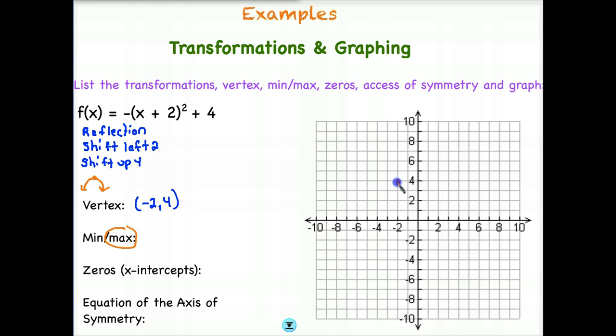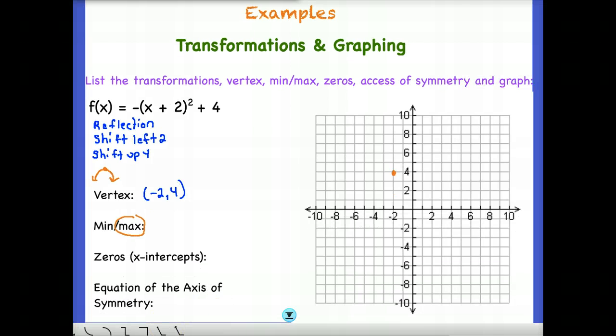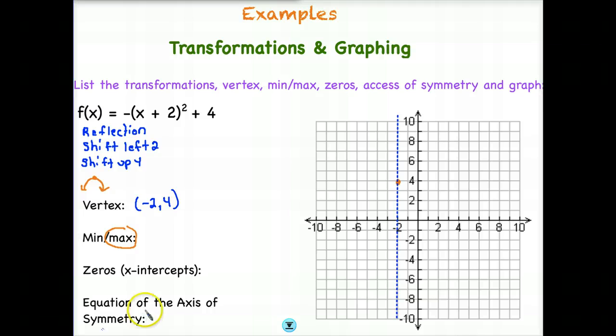We know it's going to open down. Let's go ahead and draw in our axis of symmetry, because I know that it's going to come right here through our vertex. And then let's write the equation of the axis of symmetry. We know that's going to be x is equal to -2. Our minimum and maximum will always be our vertex, but now we've identified that we have a maximum. And we'll wait on the zeros until after we have graphed it.